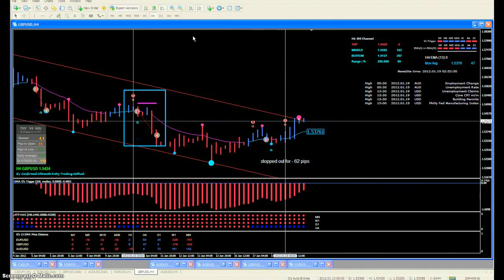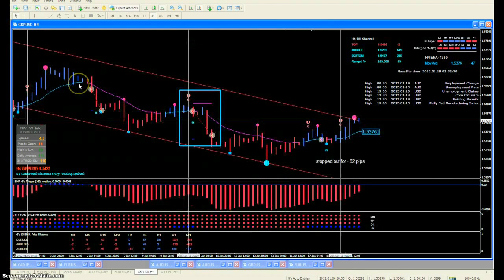If you go back even further, you can see that there was another short trade that preceded this one with the same exact setup, the same conditions, and the same confirmation for entry.